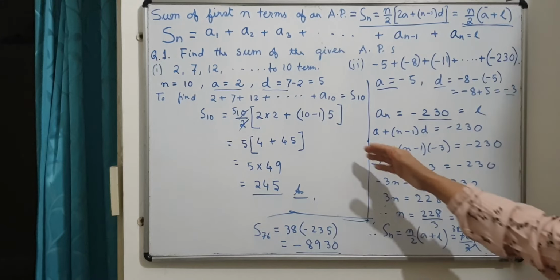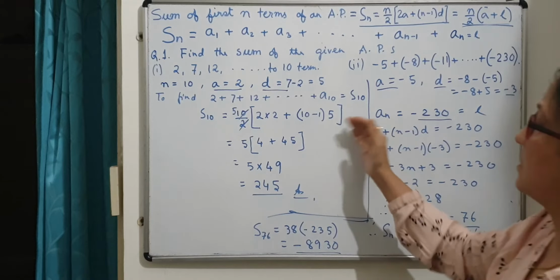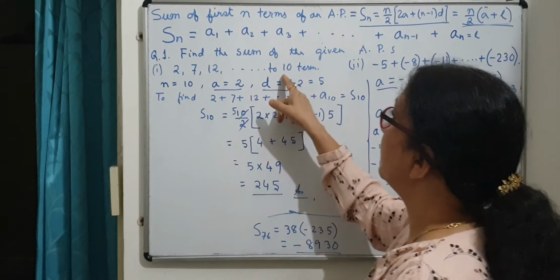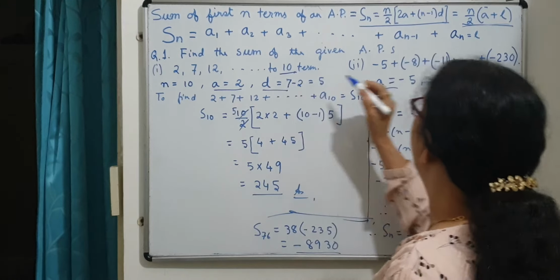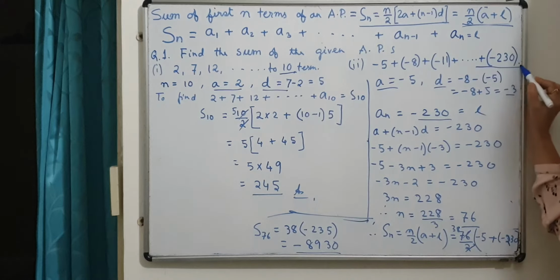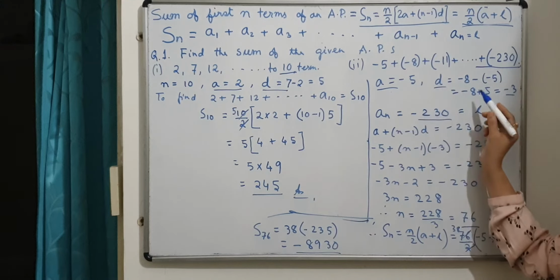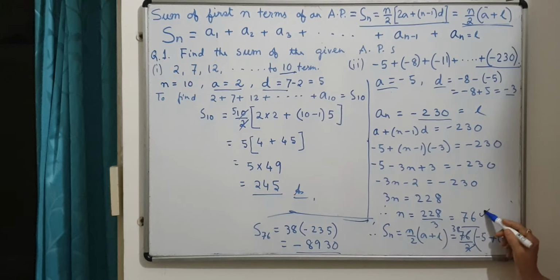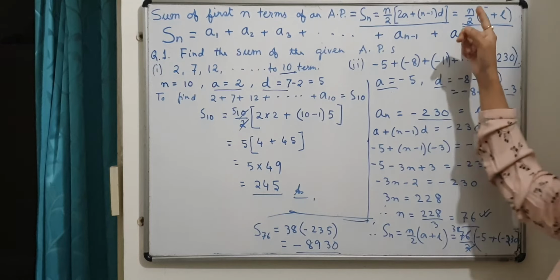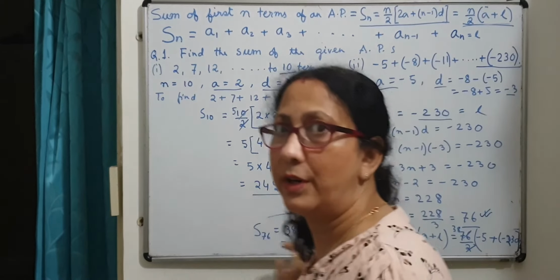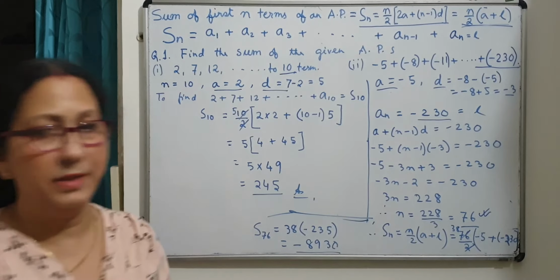So in this way, these are two different kinds of examples I've shown you, where the number of terms is given directly and where it is given indirectly. That is, n is given, a is given, d is given. In the other, I first find out the value of n, then I use the formula n by 2. So these are two different kinds of questions.